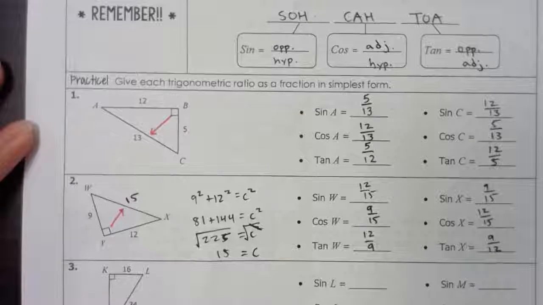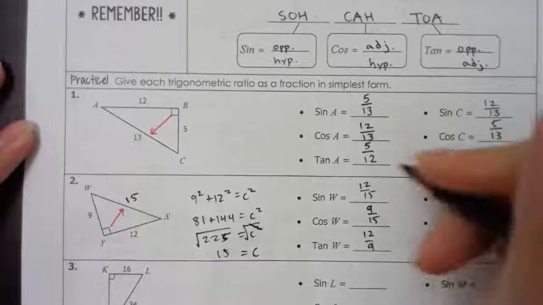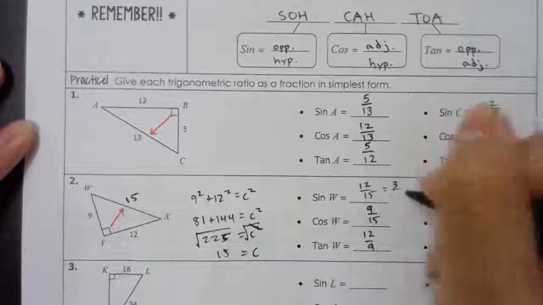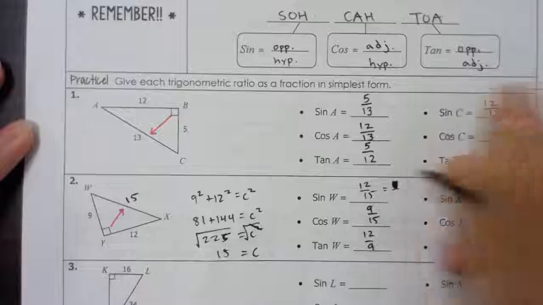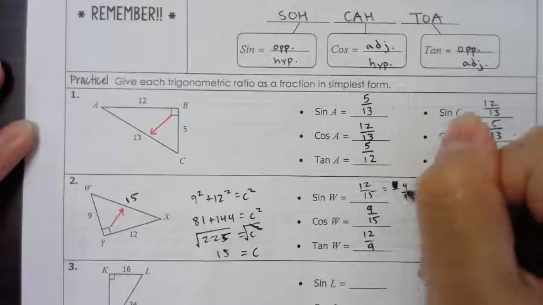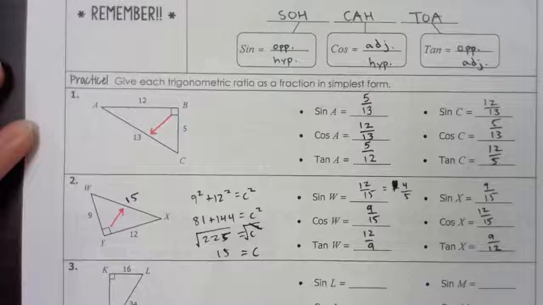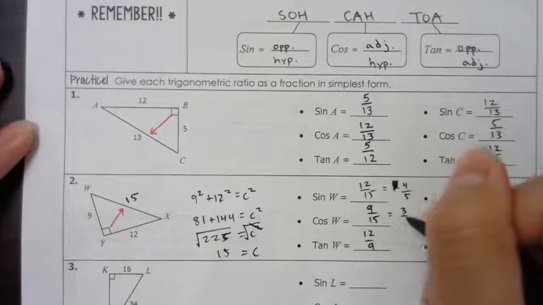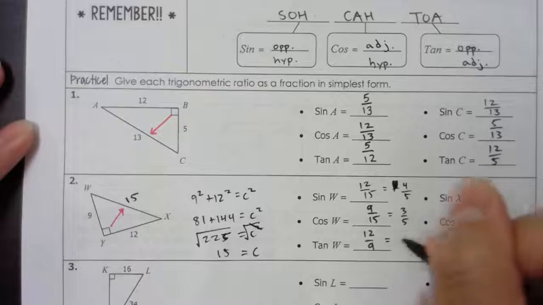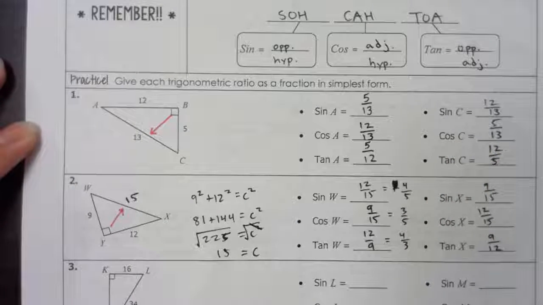Now we have one more step, and that is, if you look at our ratios that we listed, we can definitely simplify these. So I have 4 over 5. I have 3 over 5. I have 4 over 3. Here I'm going to have 3 over 5, 4 over 5, and 3 over 4.